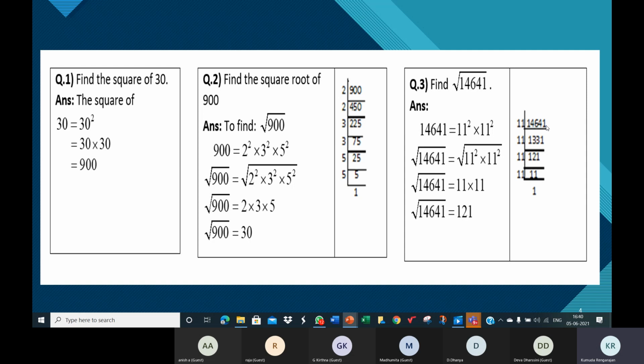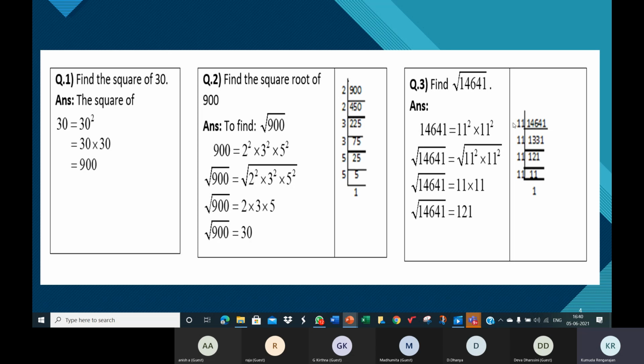So 14,641. You'll try by 2 first. Now you'll be wondering why she's taken 11 straight away. No, I didn't take 11 straight away. I tried with 2. It didn't work. Because you don't know, right, that you'll have to take 11. So you start with 2, 3. You have to start with the prime factors from the beginning. You cannot suddenly jump to some number. So you can see that it's not divisible by 2. 14,641 ends with 1. It's not divisible by 2.